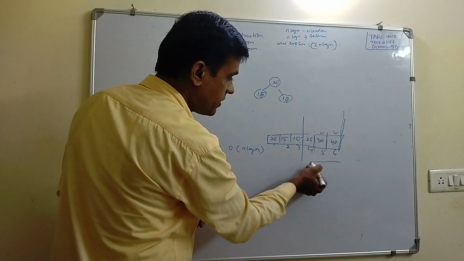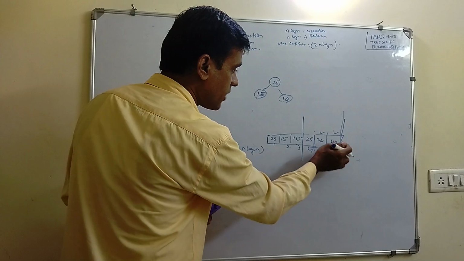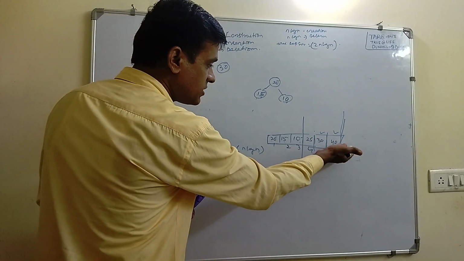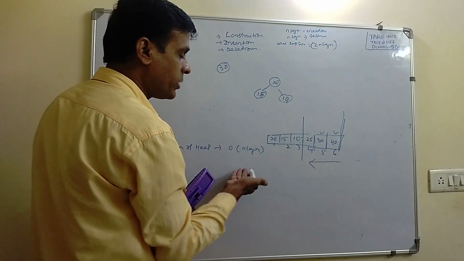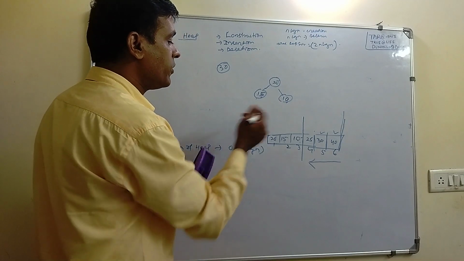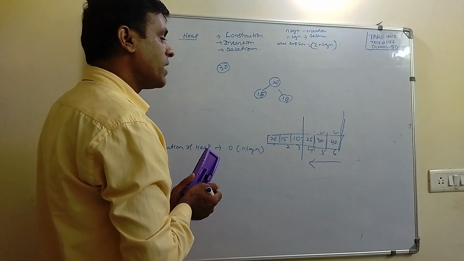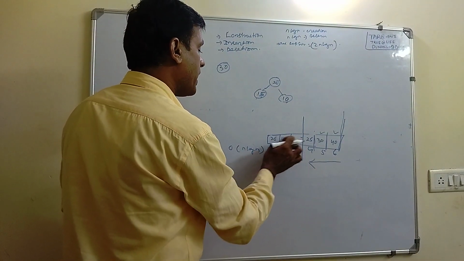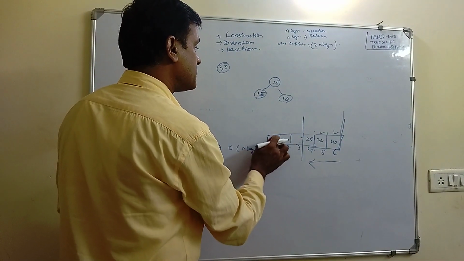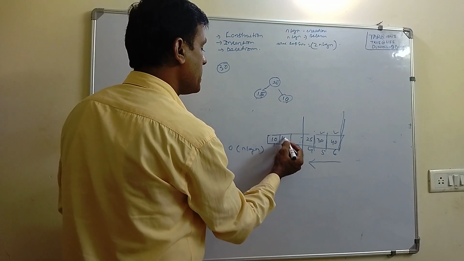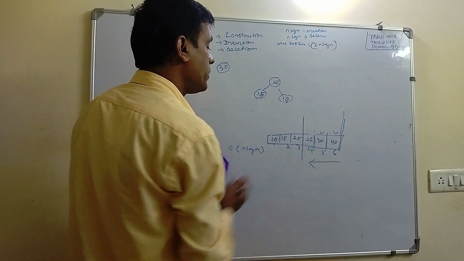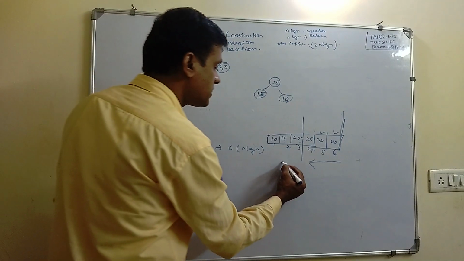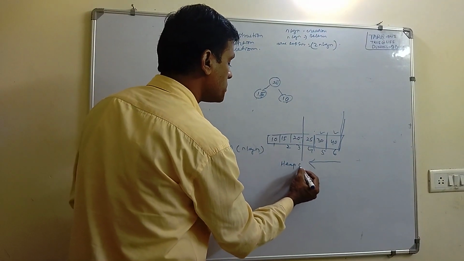You check it: whenever you are deleting and putting elements into the free places, you are putting them in decreasing order. And finally, if you delete all the elements, what will happen? You will get an array of sorted elements. That is, here it will be 10, here it will be 15, here it will be 20. And this is called heap sort.